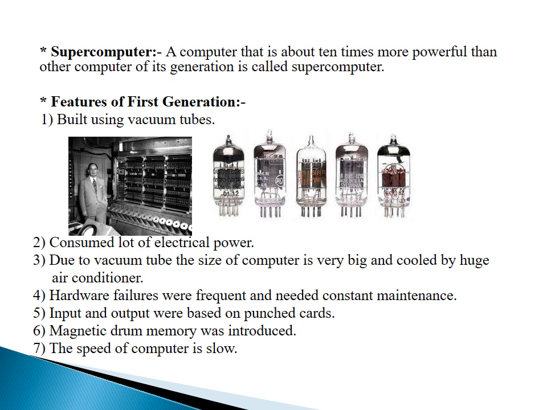Vacuum tubes consume a lot of electrical power. Due to vacuum tubes, the size of computer is very big and it is cooled by huge air conditioners. In this generation, hardware failures were more frequent and needed constant maintenance. Input and output were based on punch card, which means no mouse or keyboard is used to give input to the computer. Magnetic drum memory was introduced. The speed of this generation is very slow.